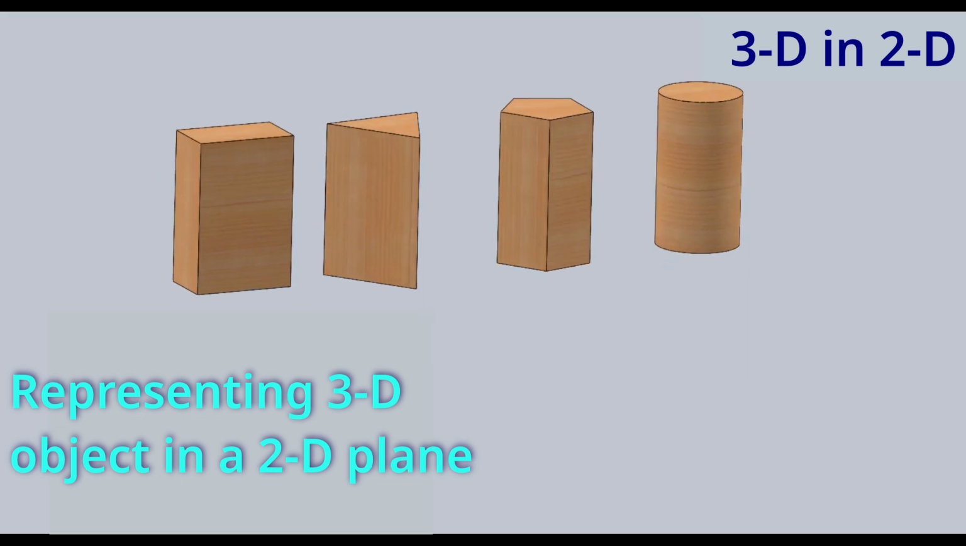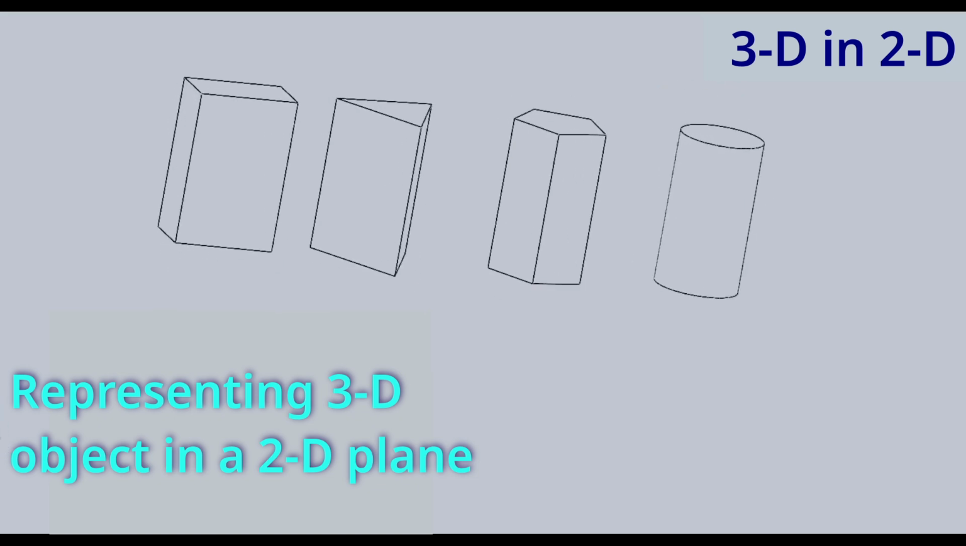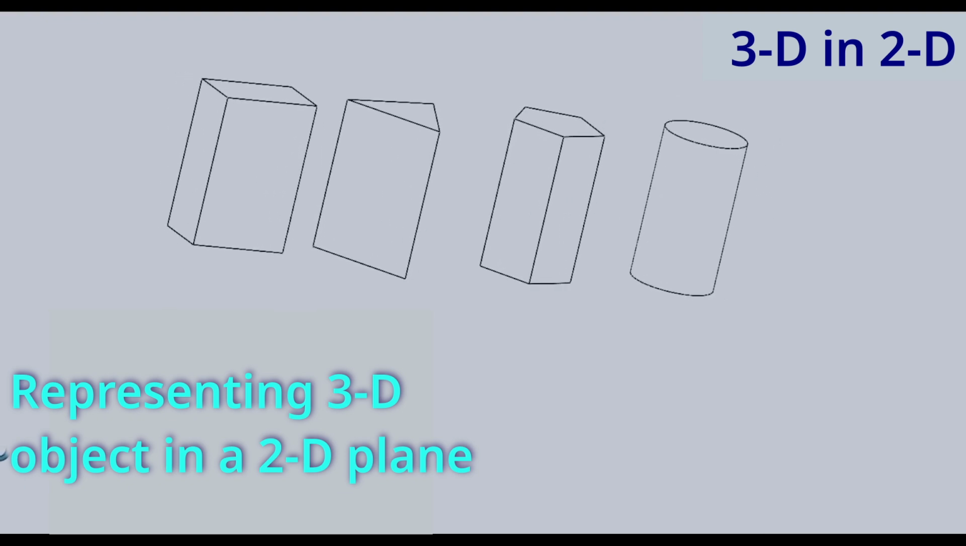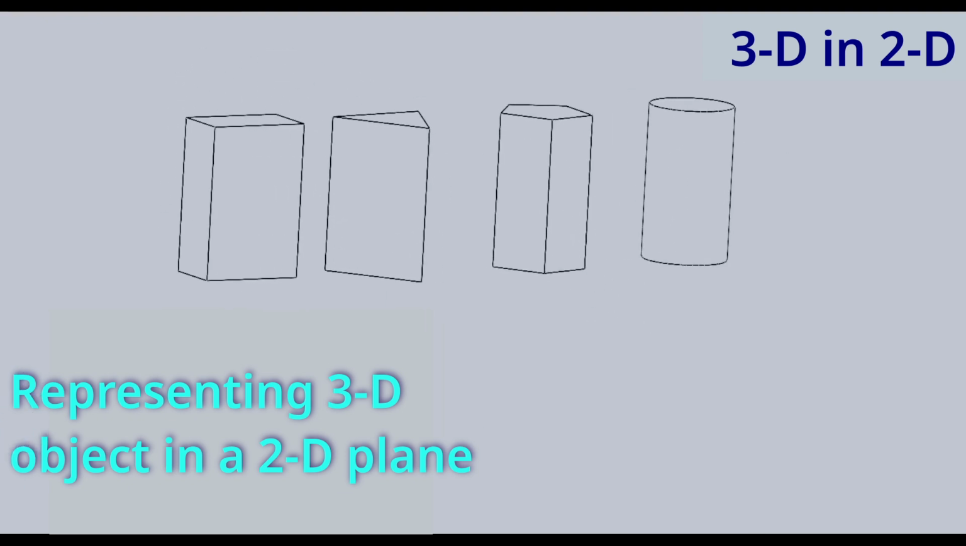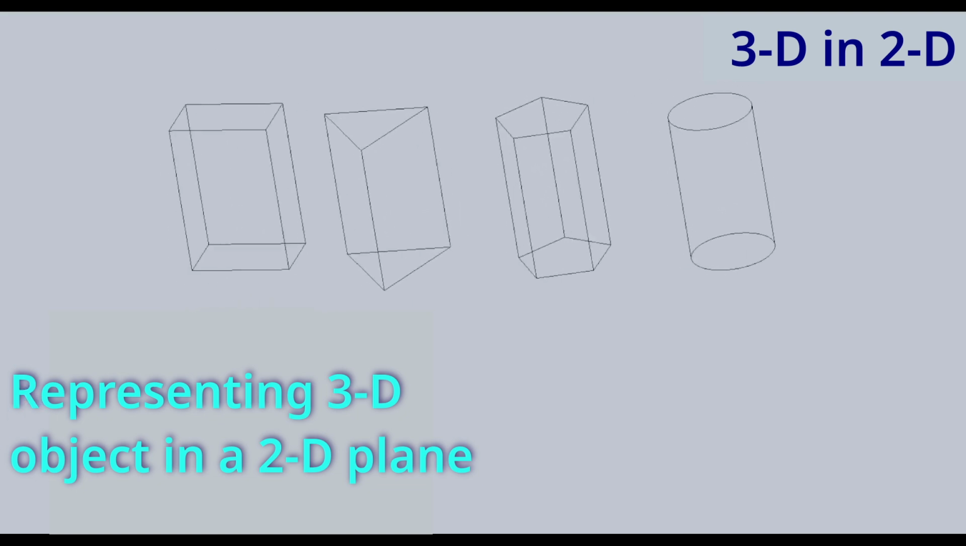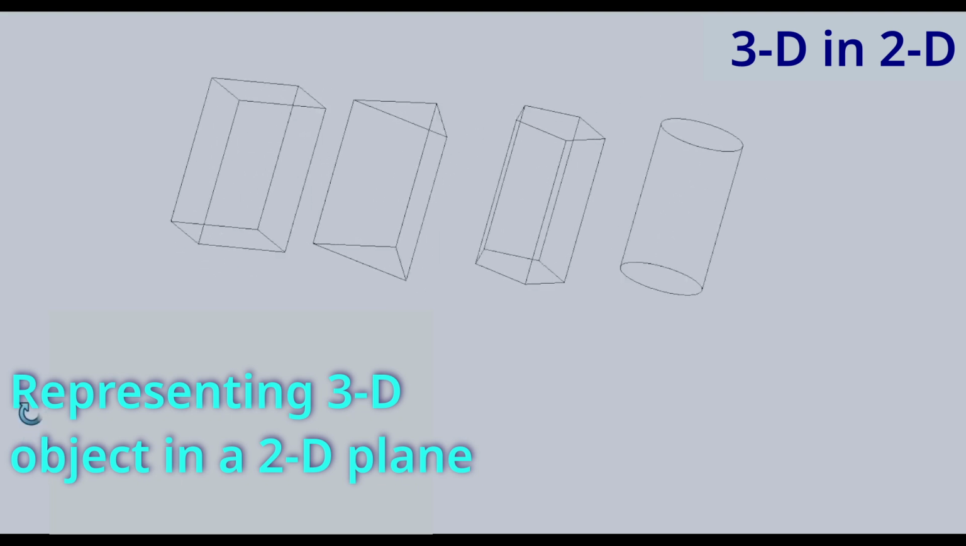And there are other methods of representing. Let me show you the other methods. This way also we can represent. And the hidden lines are not shown here. We can show the hidden lines also. So this is the way we should represent a 3D shape or 3D object in a 2D plane. And we'll learn more about this.